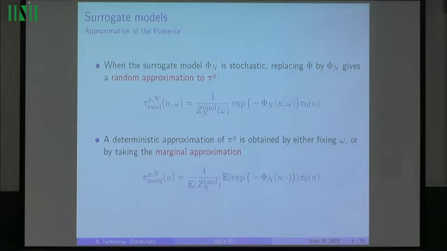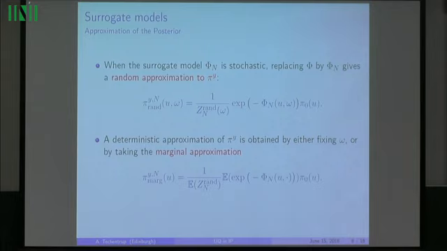So then you have a random approximation to the posterior. You can get rid of this randomness either by fixing omega, so you just take one specific realization of your random surrogate model. Say when you're doing the projection onto random low-dimensional subspaces, you just choose one realization of that projection, you project onto that subspace, and then you're dealing with that. Okay, so that's what this corresponds to. Then you get one approximation to your posterior.